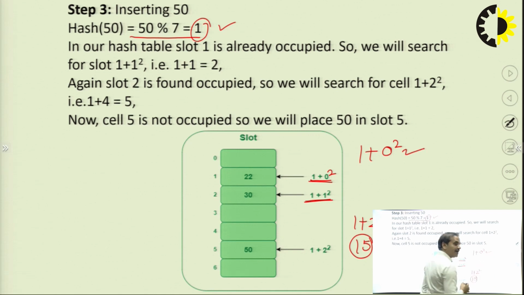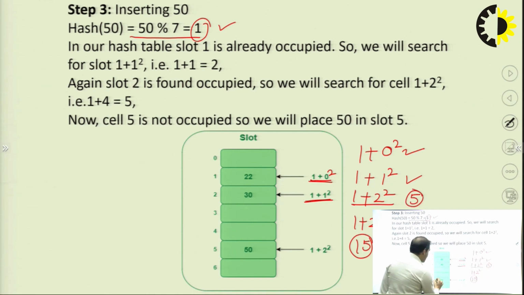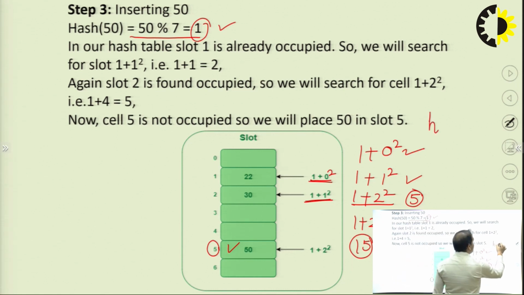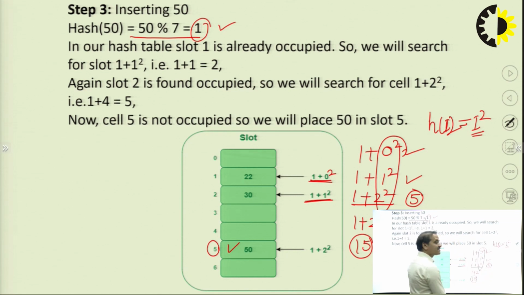That means we use the method like this: 1 plus 0 square; if this position is already filled, go to the next position. 1 plus 1 square; if this position is already filled, go to the next position. 1 plus 2 square, that would be 5, and position 5 is empty. So we insert 50 at the 5th position, because the function for collision is f(i) equal to i square. So we use this index for resolving the collision.